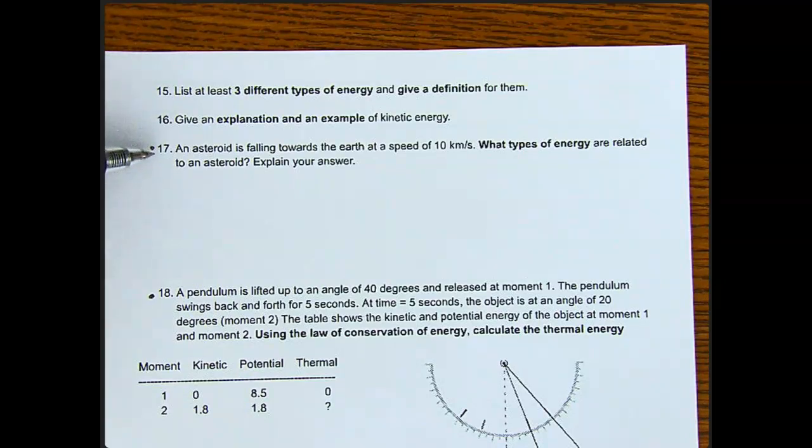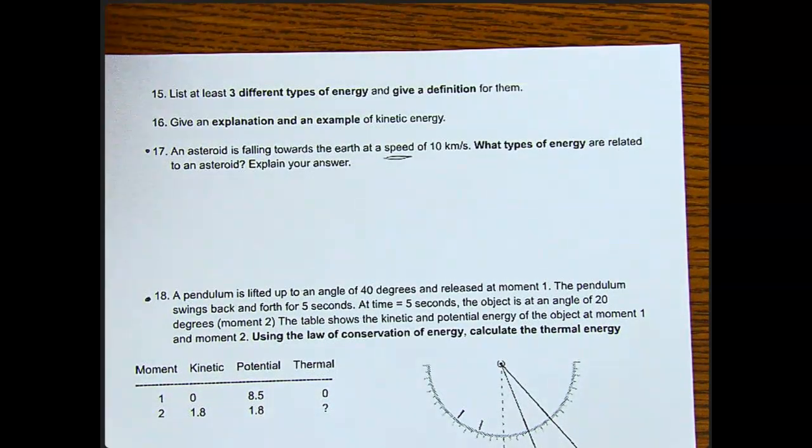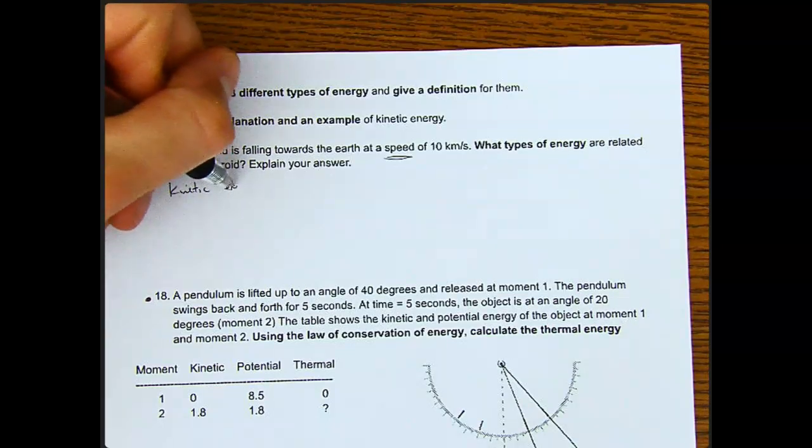Not necessarily an equation, but I just wanted you guys to think about this. An asteroid is falling towards the Earth at a speed of 10 kilometers per second. What types of energy are related to the asteroid? Explain your answer. There's a couple of things we could say. The first is related to the speed, or velocity, of the object. Any object that's moving has kinetic energy. So that's the first one. I'd say kinetic energy.